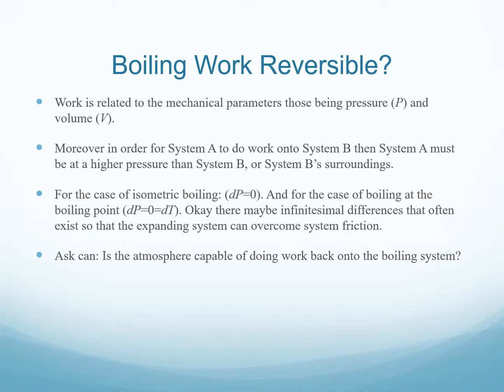For the case of isometric boiling, the change in pressure is 0 because it's isometric. But for the case of boiling at the boiling point, both the change in pressure and temperature are 0. Now, both the pressure and temperature may be infinitesimally higher than the surrounding atmosphere, but that allows the gas to do work or to overcome friction of the system. So we can now ask, is the atmosphere capable of doing work back onto the boiling system, since the atmosphere and the boiling system are both at the same pressure?